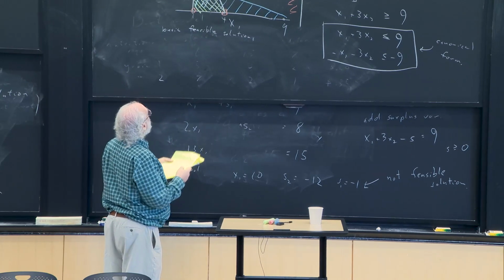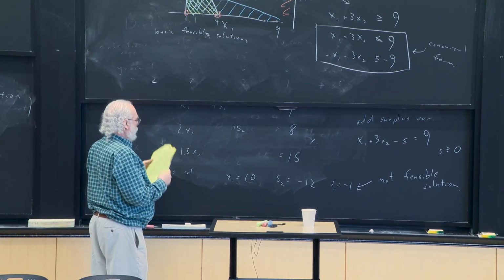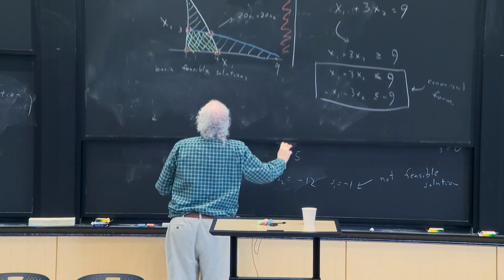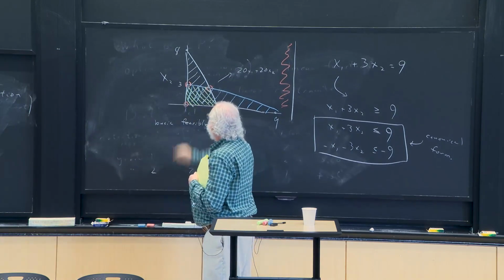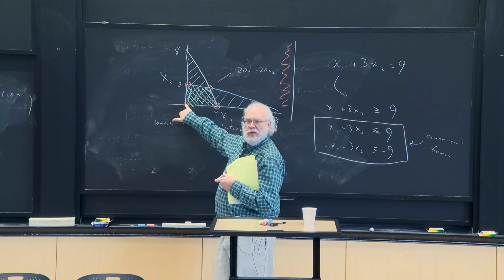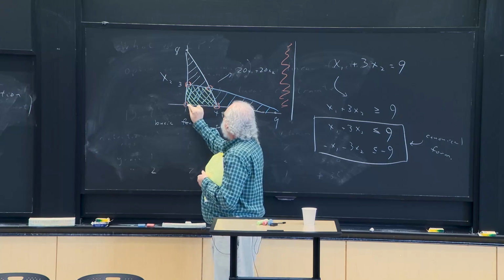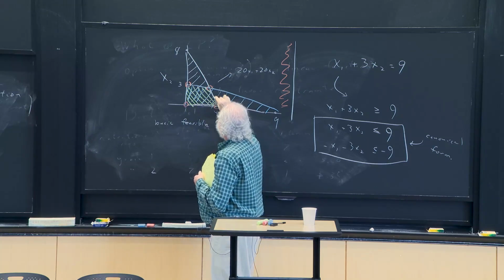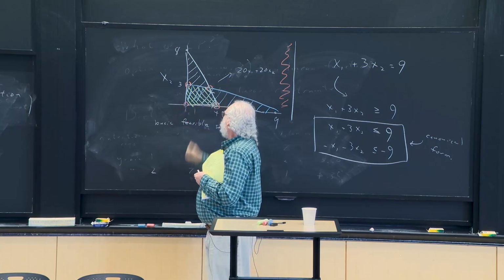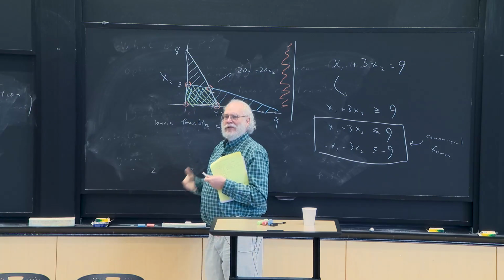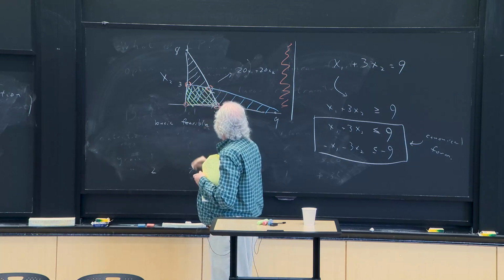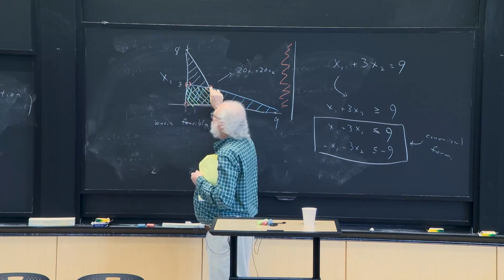And what does the simplex algorithm do? Well, what the simplex algorithm does is it starts at one basic feasible solution, which in this case would be 0, 0, and it walks along the edges. It chooses an edge which improves the objective function every time. And there's always an edge that improves the objective function unless you're actually at the optimum. So it just walks along the edges until it reaches the optimum.